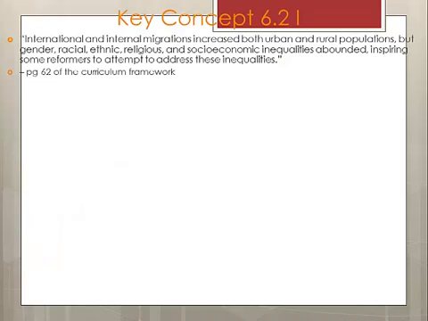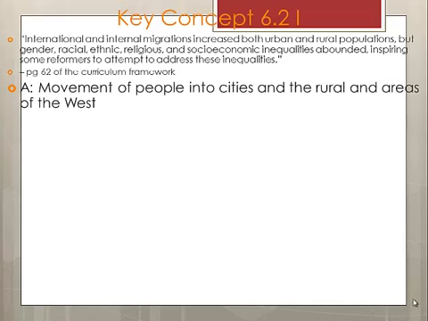All right, let's look at 6.2 Roman numeral 1. It states international and internal migrations increased both urban and rural populations, but gender, racial, ethnic, religious, and socioeconomic inequalities abounded, inspiring some reformers to attempt to address these inequalities. So we see a movement of people into cities and also rural areas as well as areas of the West.